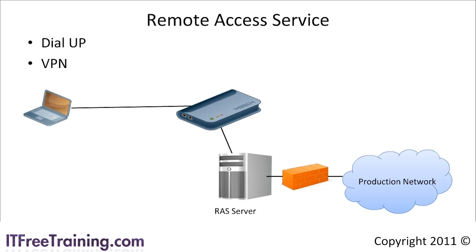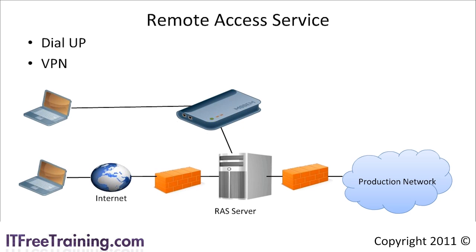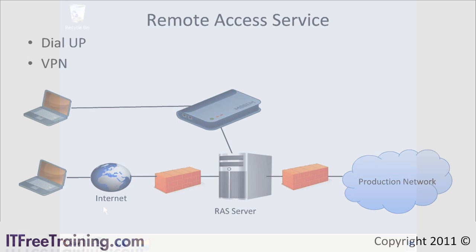When VPN is used, the client creates a tunnel through the public Internet to access the RAS server. This means the RAS server needs to have access to the Internet. For this reason, the RAS server is normally a member server and placed on the DMZ or perimeter network. Doing this helps prevent the RAS server being compromised, and if it is, helps prevent the rest of the network from being compromised as well.